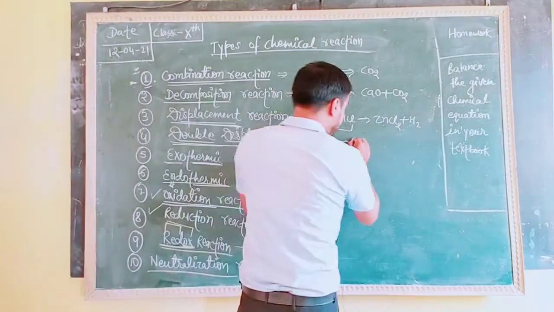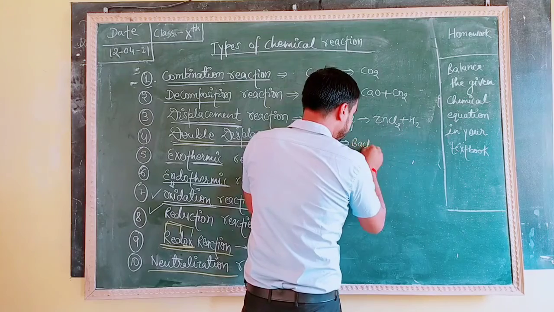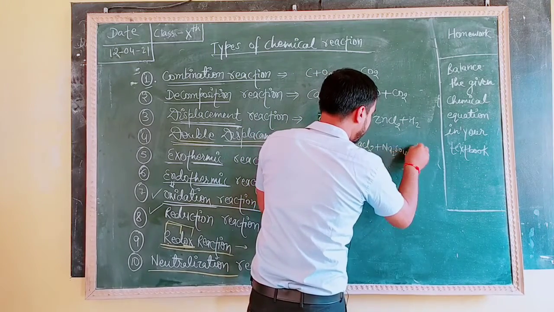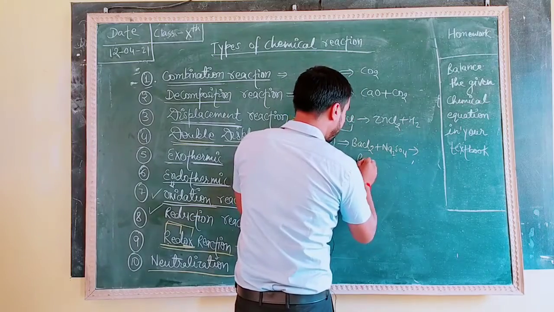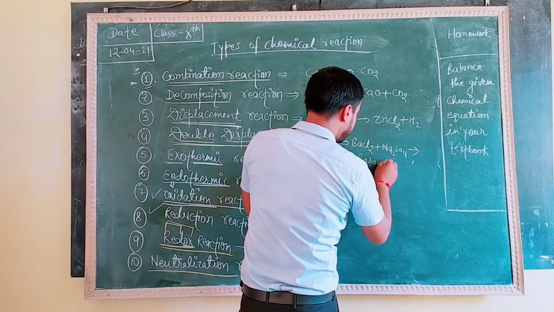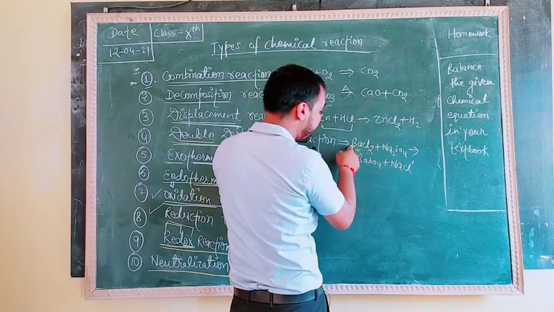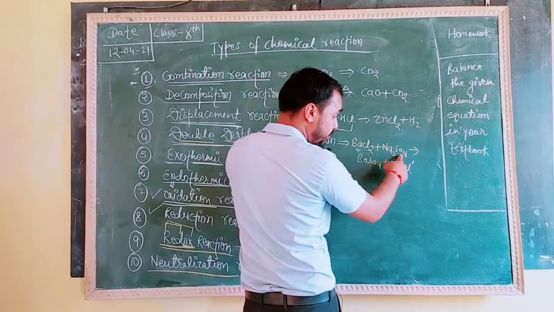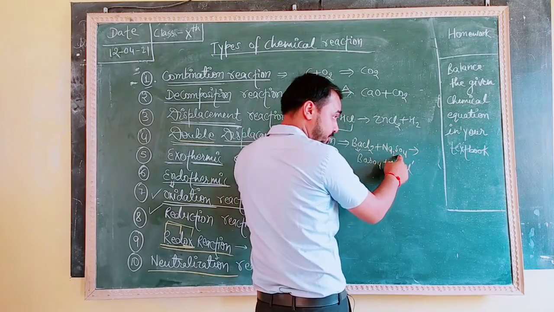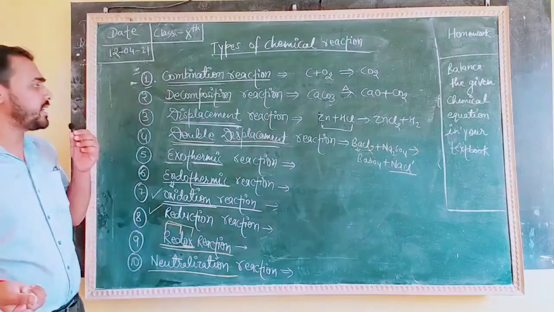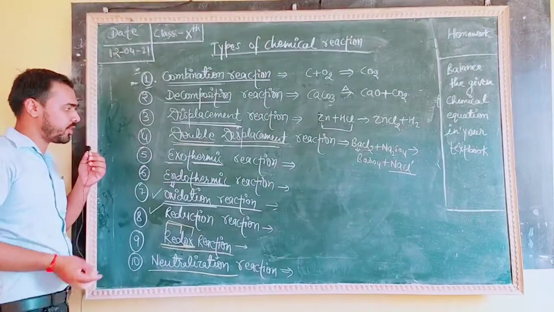Means, as an example, we can write here BaCl2 plus Na2SO4. So what we observe? We observe BaSO4 plus NaCl. So Ba is displacing with what? SO4 in Na2SO4. Firstly Na was attached with SO4 but now it has been attached with Cl. So simply that is called displacement, double displacement reaction.